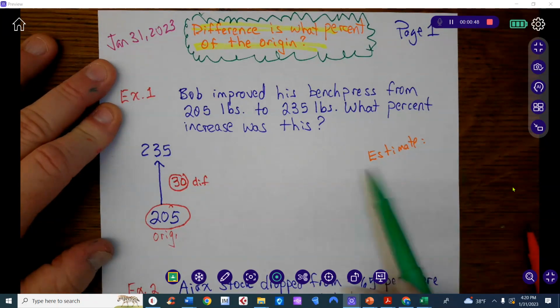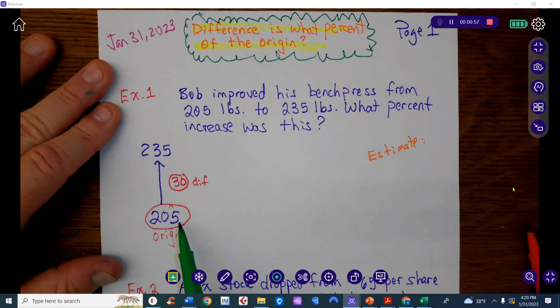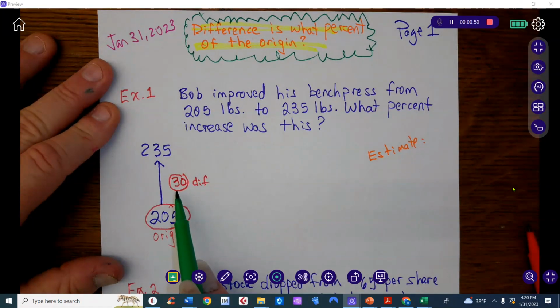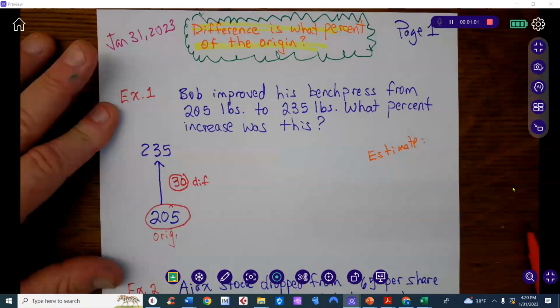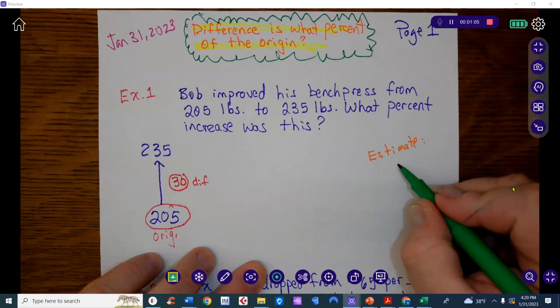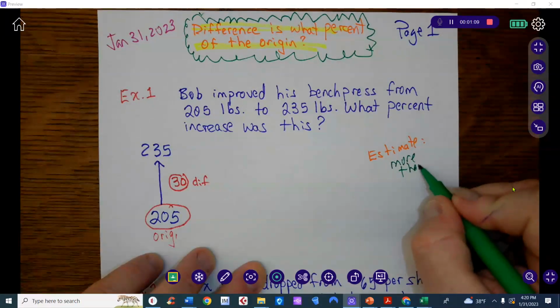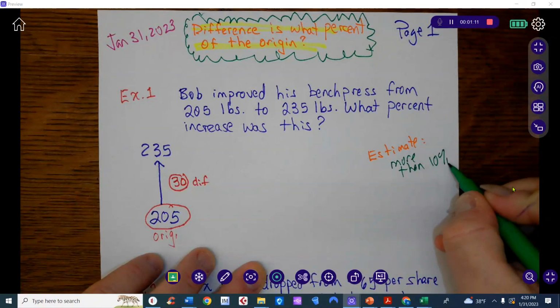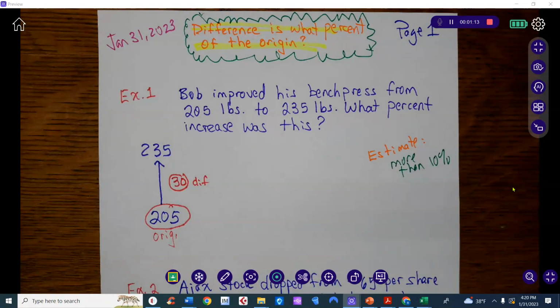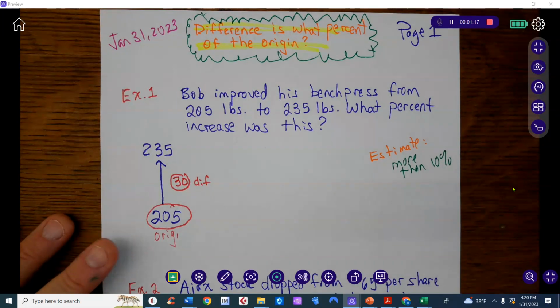Well, let's take a look at this, maybe make an estimate. Let's start at 205 pounds. Now, if he went up, 10% of 205 is 20. In this case, he went up 30 pounds, so that's going to be more than 10%. So our estimate is going to be more than 10%. If we get some weird answer that's way larger or less than 10%, we'll know we did it wrong.